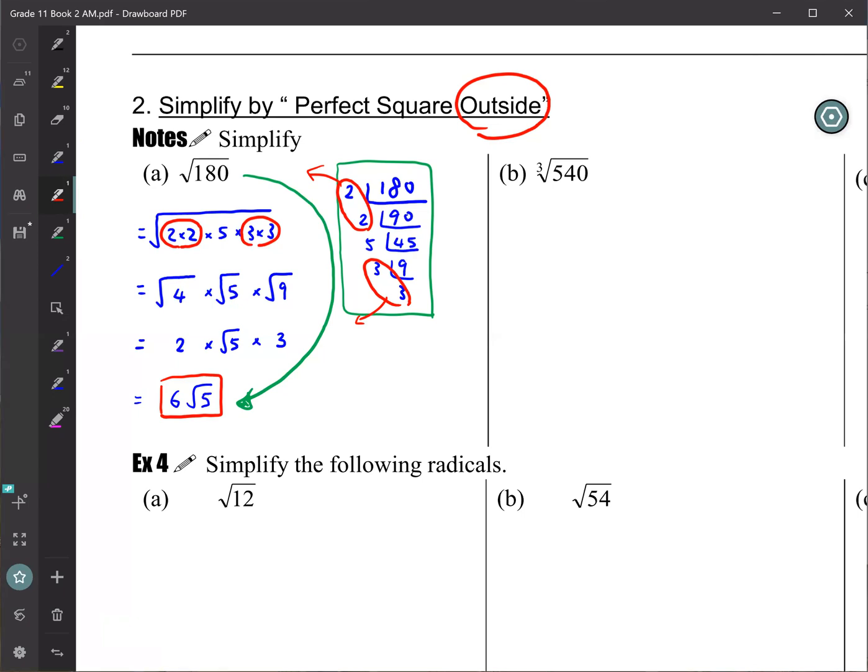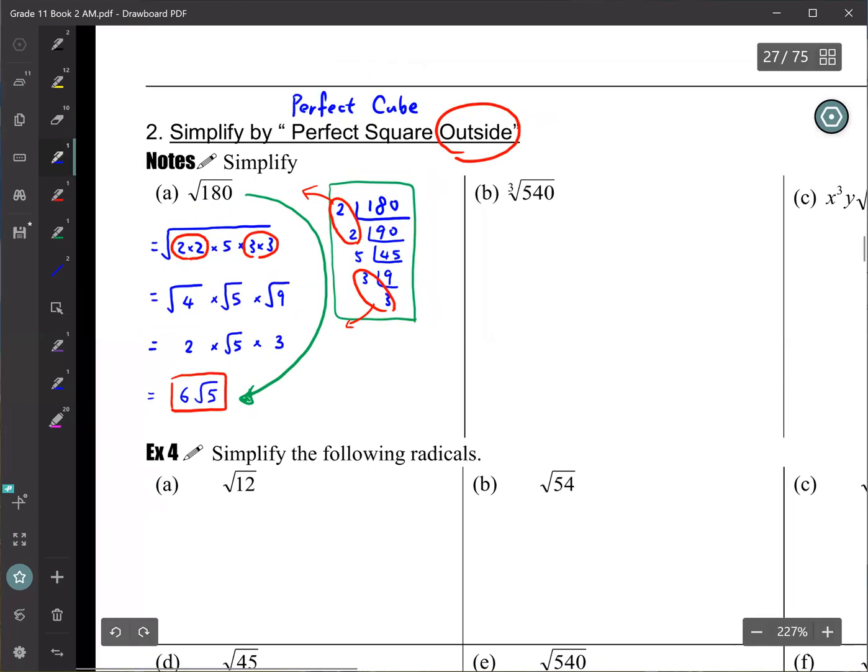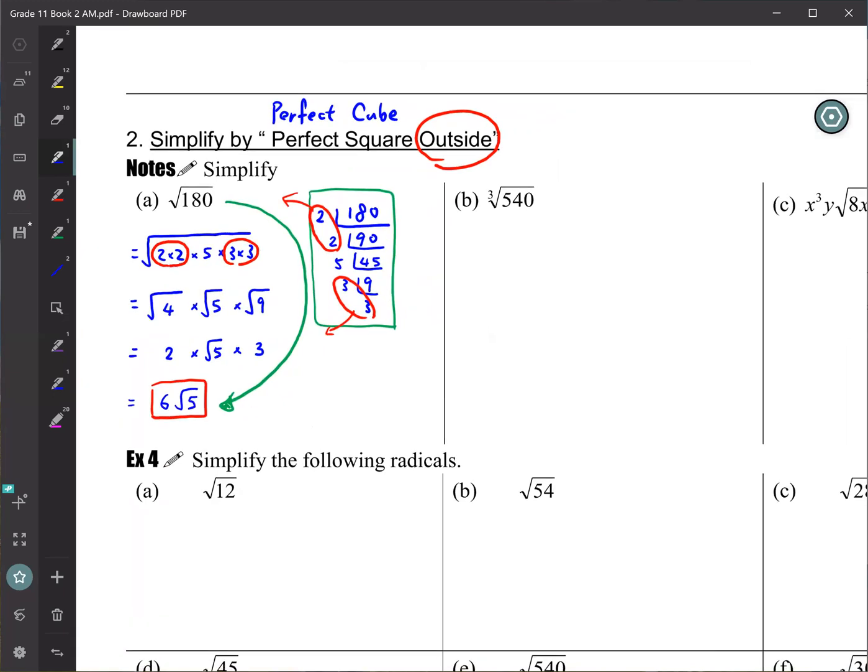Okay, so if the question has a square root, then you do perfect square outside. If the question has a cube root, then you would do perfect cube outside. Okay, so depending on the question. So now I would like you to try question B. Question B has a cube root. So instead of pairs, we need triplets. Every triplet is a group, you take it out.